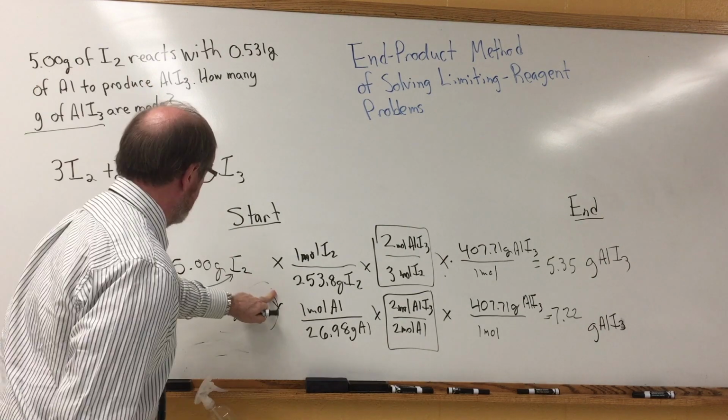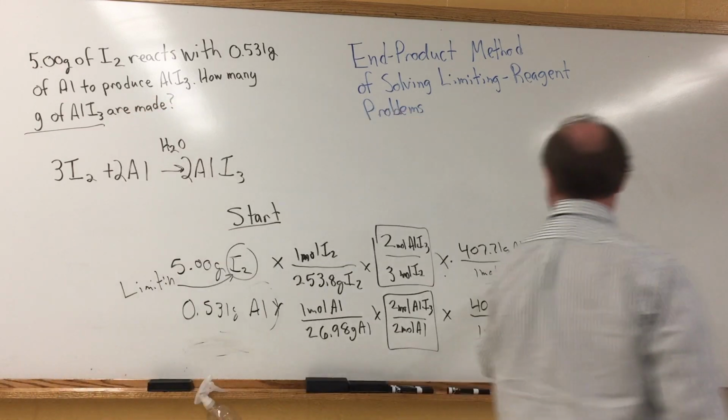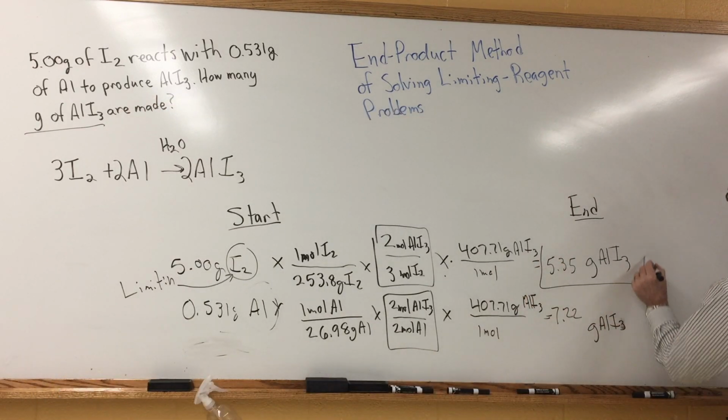So which one is our limiting reagent? And you want to know the number of grams produced? It's going to be 5.35 grams.